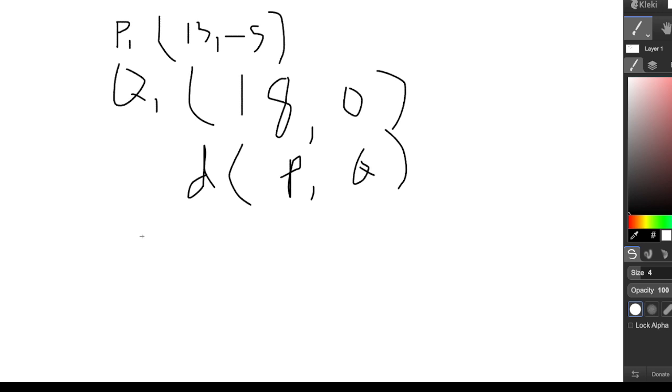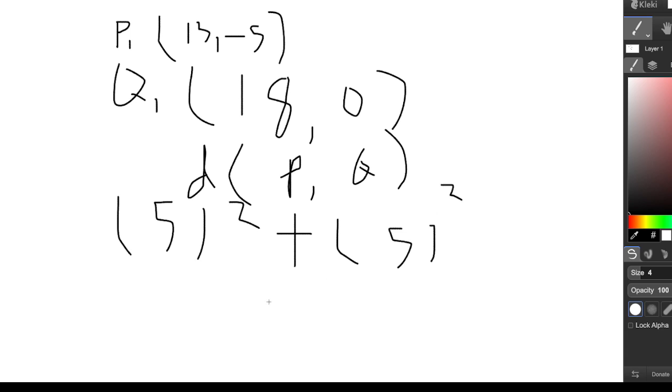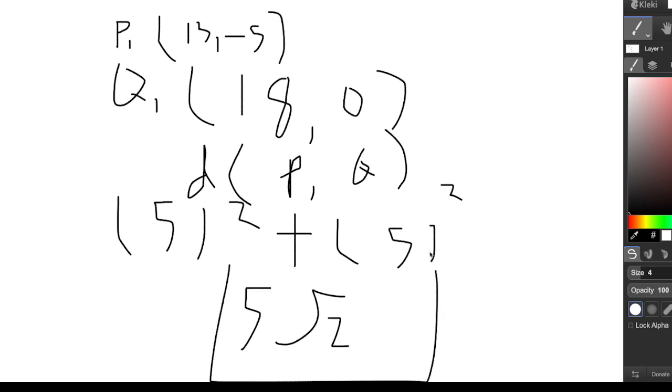Alright, let's go ahead and do that. Well, let's see here. So according to our formula, the distance, so we can do 18 minus 13, well that's 5, squared, plus 0 minus 5, well that's also 5 squared. Again, and then in root 2, the distance between them is 5 root 2. So 5 root 2 is the distance between the 2 points. You can use the distance formula to solve it, but this is a simplified way.